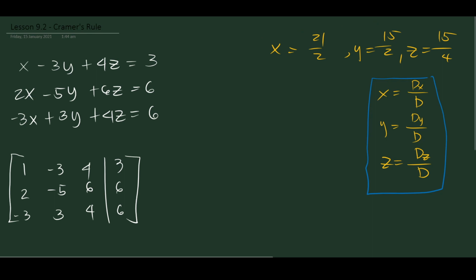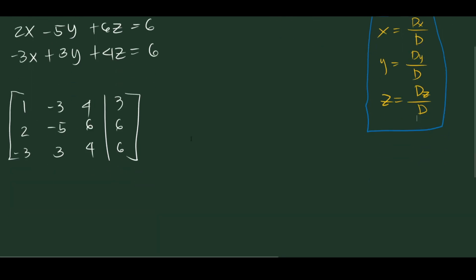So D here is the determinant of our coefficient matrix. So what is the coefficient matrix? This is our coefficient matrix. And then the unknown matrices are dx, dy, and dz. So I will show you later how to construct those matrices. Let's compute D first.